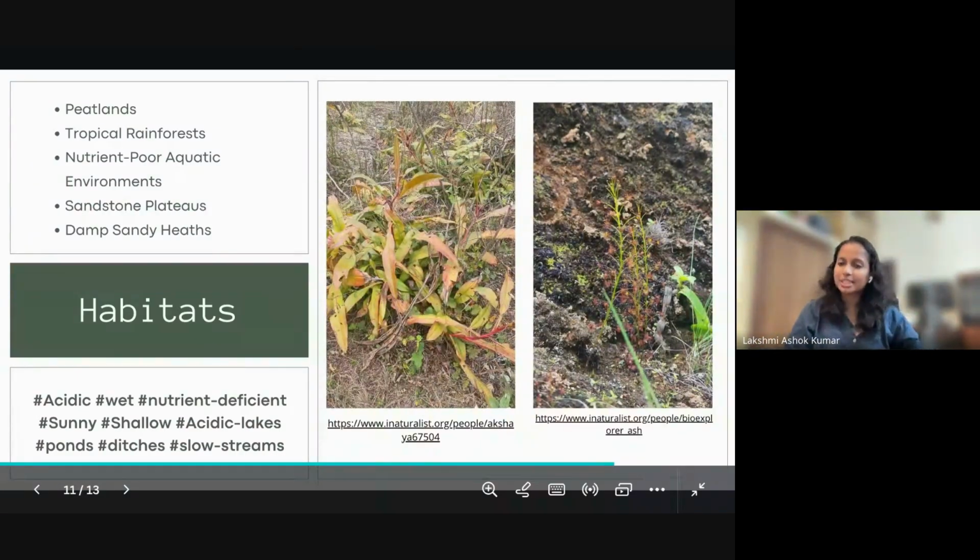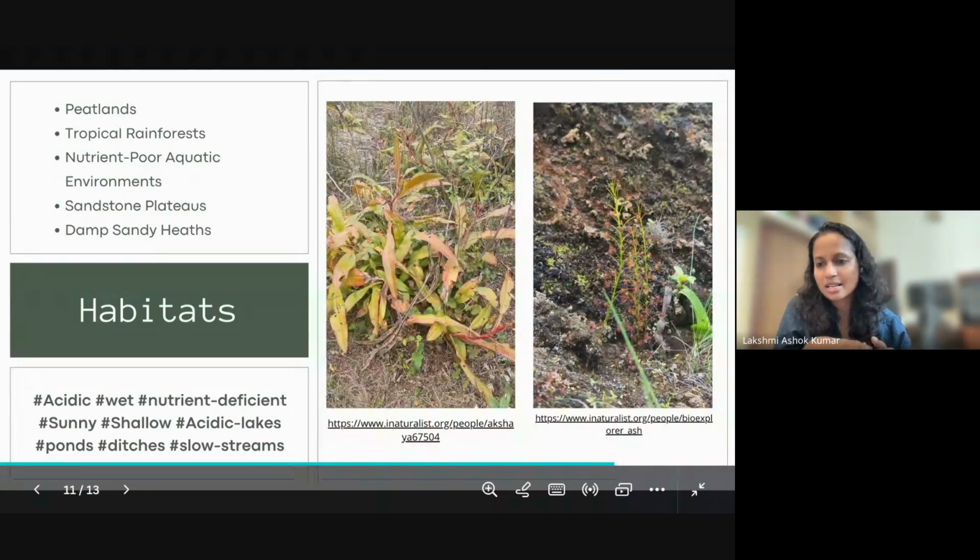Now let's talk about the habitats where these plants are usually found. As we discussed initially, they are found only at places where there are no minerals in the soil. If you look at peatlands, there are peatlands in North Carolina and South Carolina. There are sphagnum bogs and peatlands, where you can find a lot of Venus flytraps in the wild, and even Drosera.